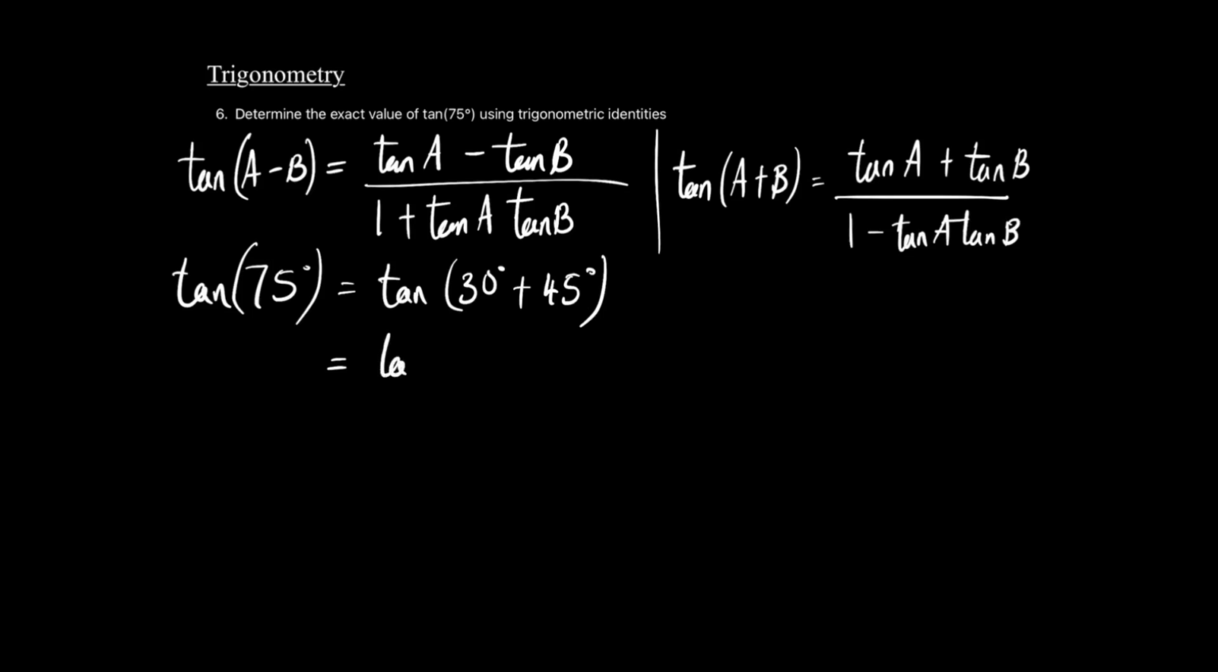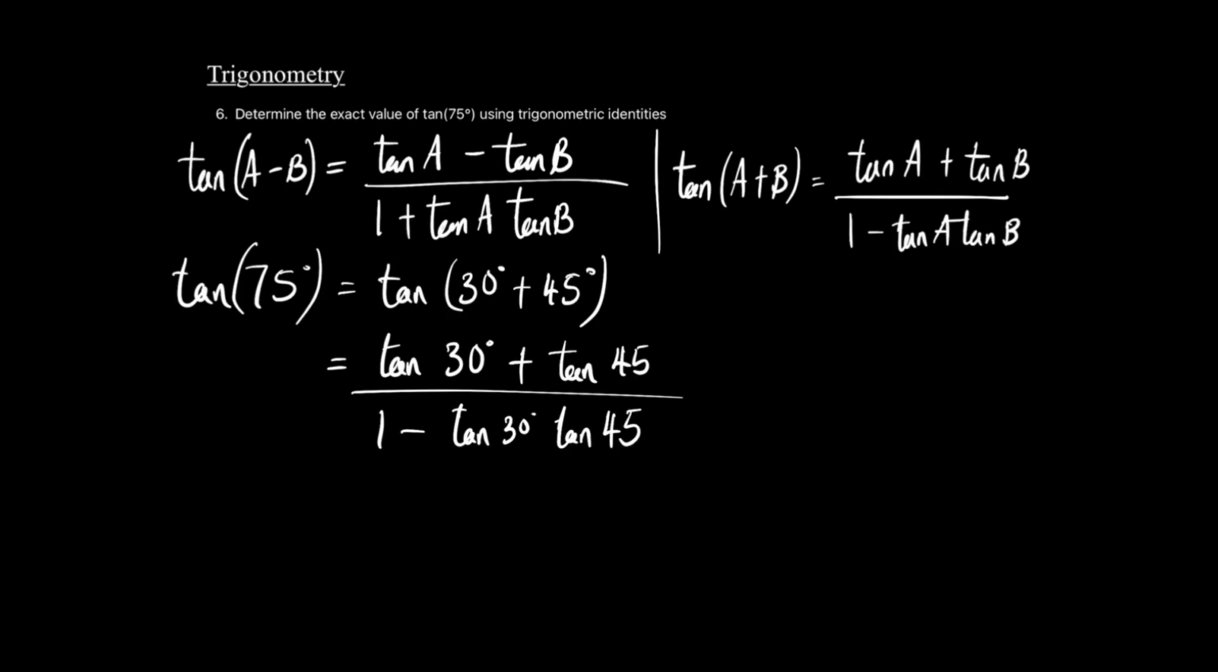So I can now say this is tangent 30 degrees plus tangent 45 degrees, divided by 1 minus the product of tangent 30 degrees and tangent 45 degrees. This equals the square root of 3 over 3 plus 1, all this divided by 1 minus the product of square root of 3 divided by 3 and 1.